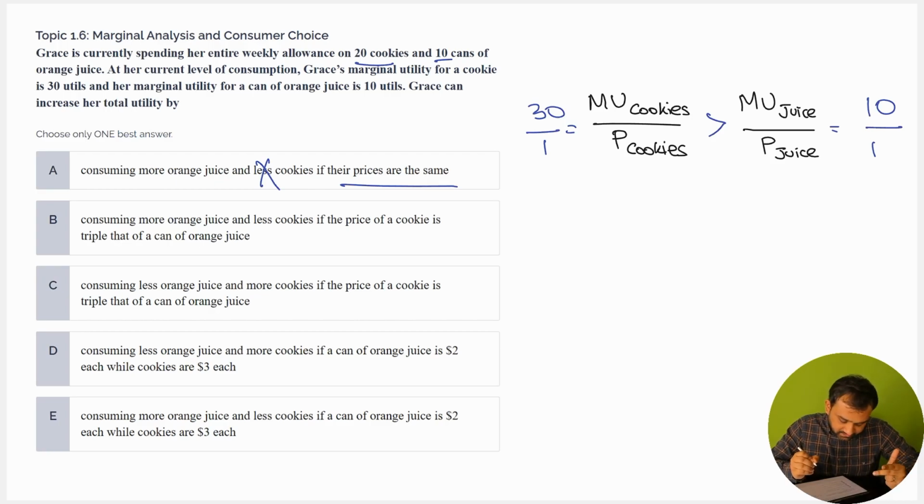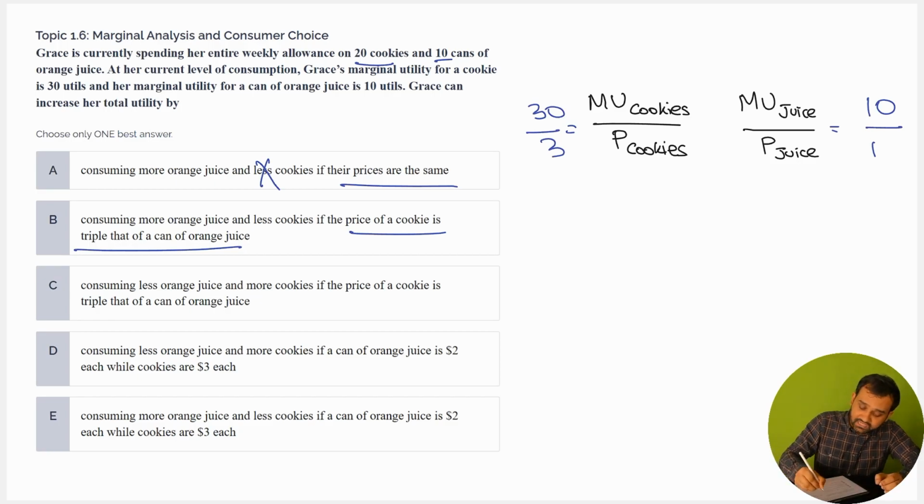Let's look at B. Consuming more orange juice and less cookies, the price of a cookie is triple that of a can of orange juice. Remember, we don't have the prices, right? But for calculation purposes, what you can do is put down values. So let us say price of a cookie is triple that of a can of orange juice. So if it was a $3 cookie and the can of orange juice is $1, let's see what we have.